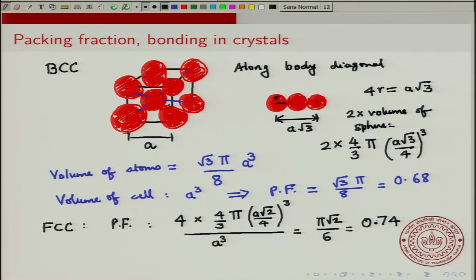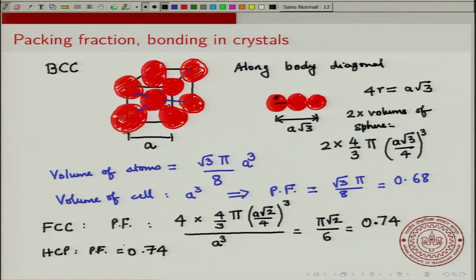So the packing fraction in FCC is more than that in BCC, and we say that FCC is a close packed structure, and also HCP has a packing fraction of 0.74. FCC and HCP represent the closest packed structures for single atom structures. For crystals made with a single atom, this is the highest packing fraction that can be obtained.